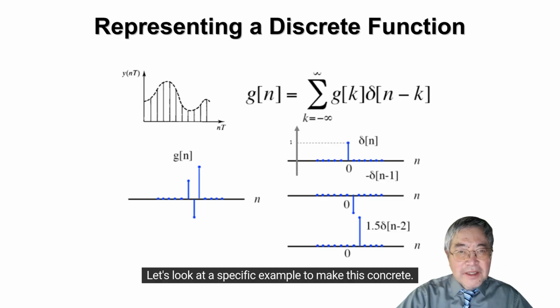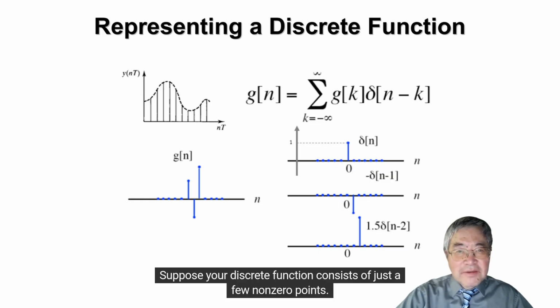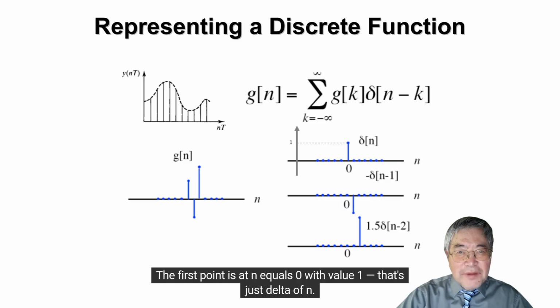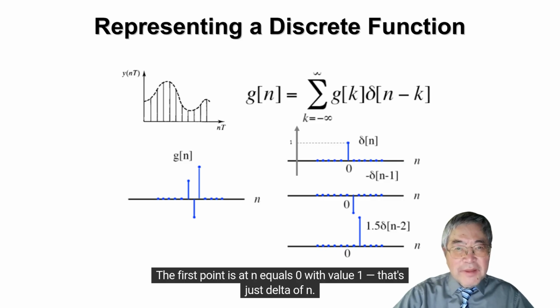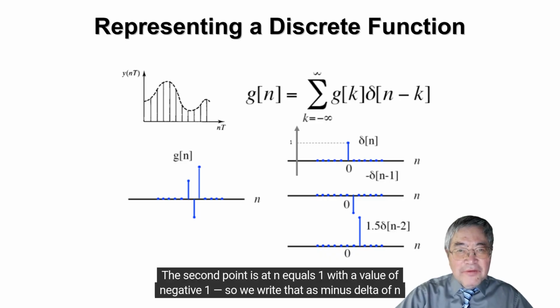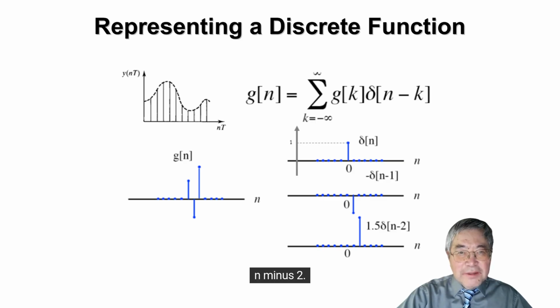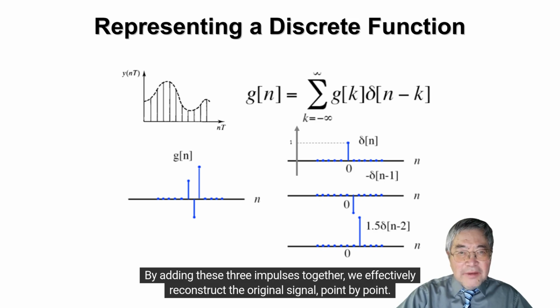Let's look at a specific example to make this concrete. Suppose your discrete function consists of just a few non-zero points. The first point is at n equals 0 with value 1. That's just delta of n. The second point is at n equals 1 with a value of -1. So we write that as minus delta of n minus 1. And the third point is at n equals 2 with a value of 1.5, which becomes 1.5 times delta of n minus 2. By adding these three impulses together, we effectively reconstruct the original signal point by point.